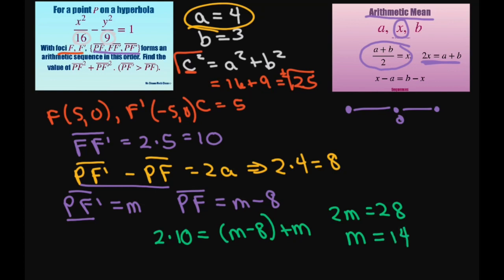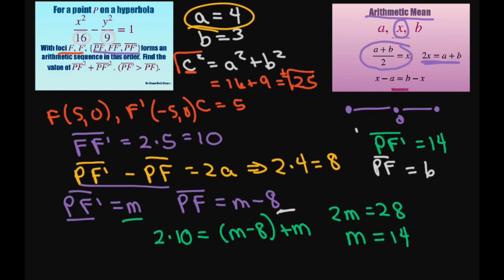So that means if our M is 14, PF prime is 14. And then that means our PF is going to equal 6, because 14 minus 6 is 8.